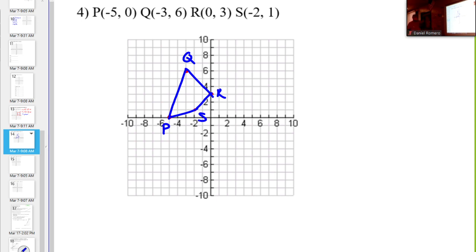In order to be a kite, you'd have to have sides that are next to each other be the same side, which we obviously do not. And in order to be a trapezoid, you'd have to have one pair of parallel sides. So it's obviously just going to be a quadrilateral, just a plain quadrilateral, nothing more specific.